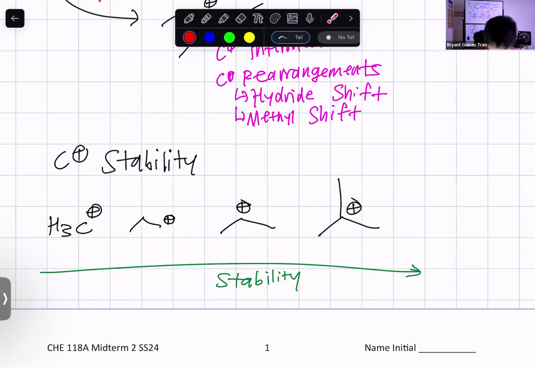Hyperconjugation. Right, nice. Think of these bonds here as full of electrons that are able to inductively donate electrons to that carbocation, right? The more groups it has, the more hyperconjugation it has, making this carbocation more stabilized by the negative charges. The way I like to think about this is that the more friends it has, the more stable it's going to be. The more friends it has, the less lonely it's going to be, the more happy it's going to be, more stable it's going to be, right?